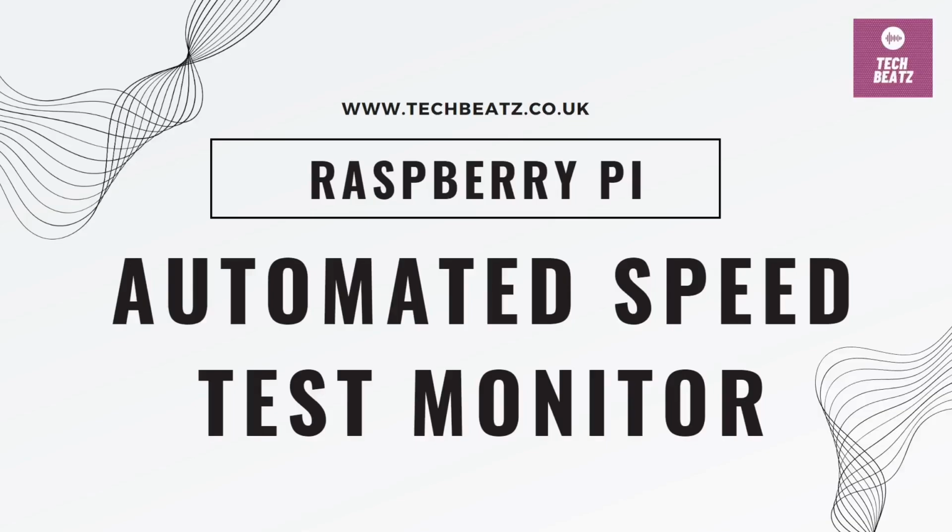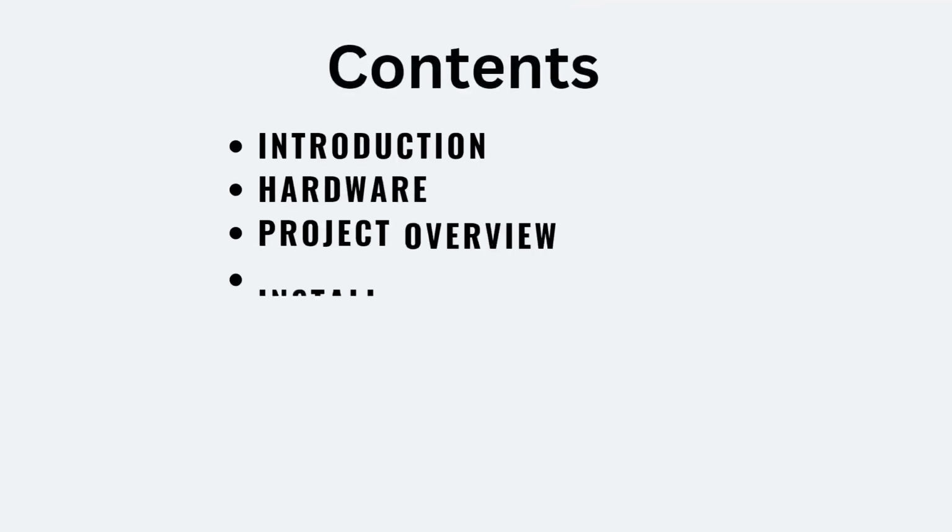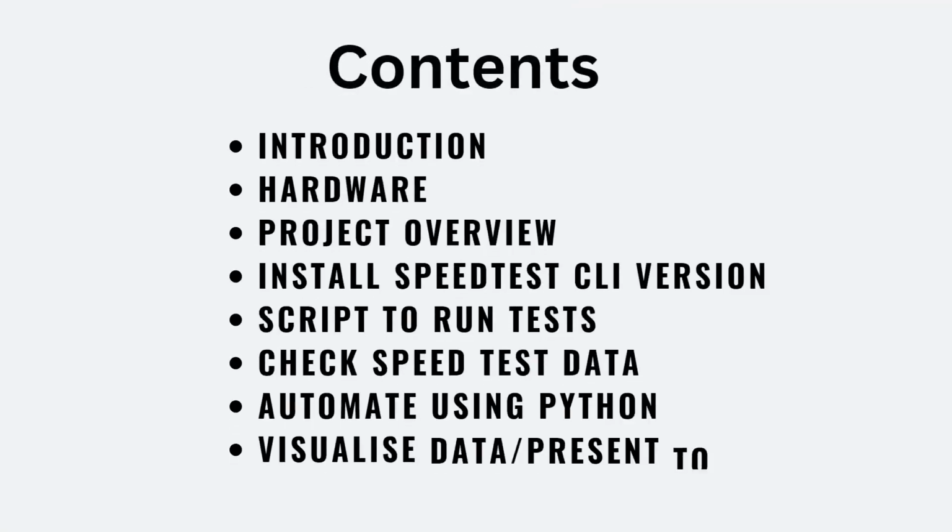So let me take you through what this actually covers, because there's a few moving parts to this. So, introduction. I've given you a mini one, but I'll cover that more in a second. We'll cover off the hardware that you actually need to do this project. I'll do the project overview and segment it so you kind of know what it's going to involve, how much time, etc. We'll then install the Speedtest CLI version.